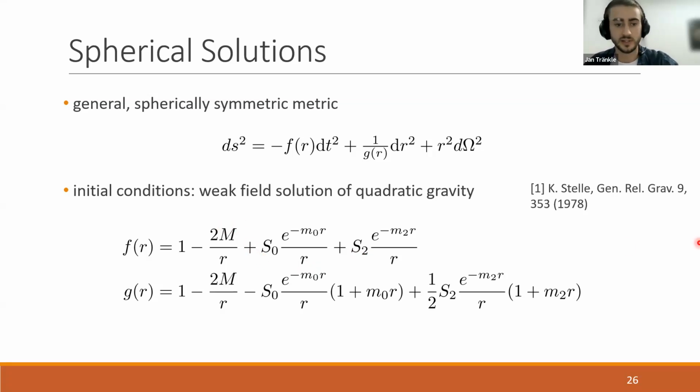So our strategy is we start at some large radial value. We use this weak field limit as our initial conditions, and then we integrate the full sixth order equations of motion towards the origin. And so for concreteness, let us now focus on a case where we set the mass parameter and s2 to 1 and only focus on the dependence on s0.